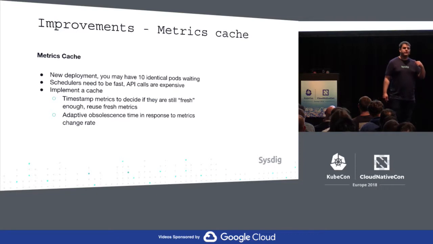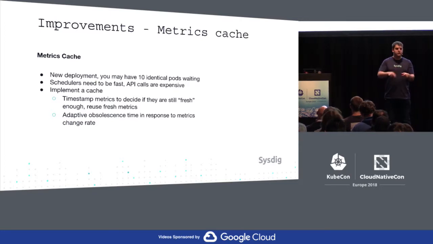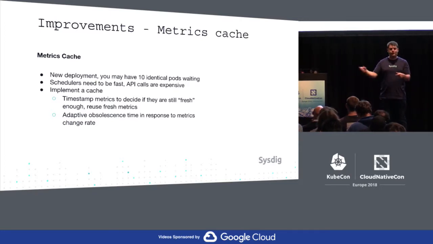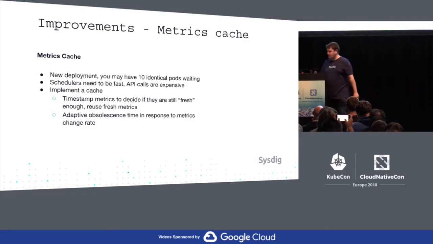Every time that you retrieve a metric from the API, you put a timestamp and you decide if it's fresh or not. If you want to go even further, you can do an adaptive cache. So metrics that are changing more often, you retrieve more often from the API. Lots of things you can do.